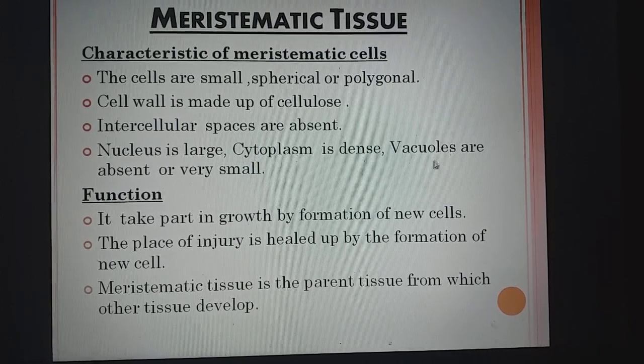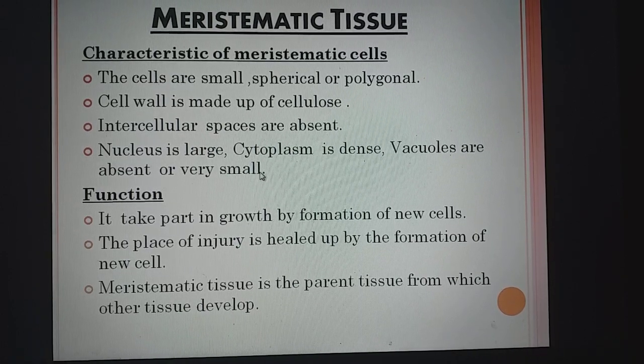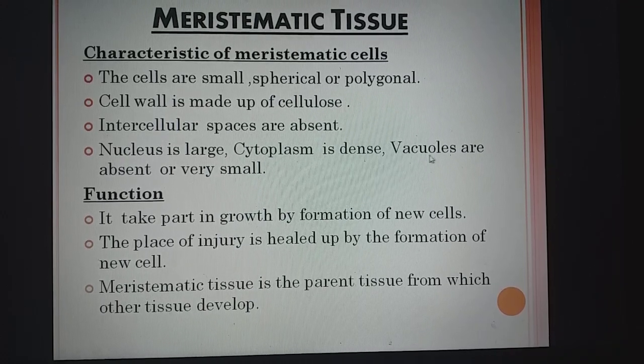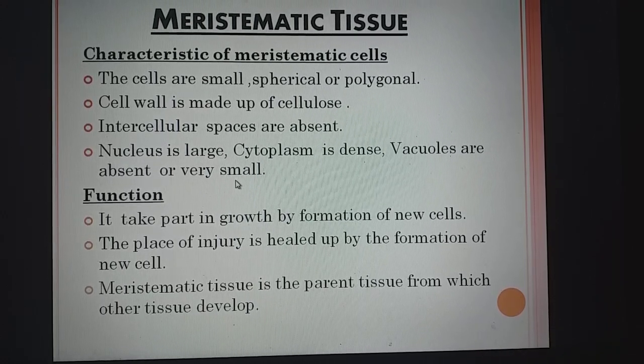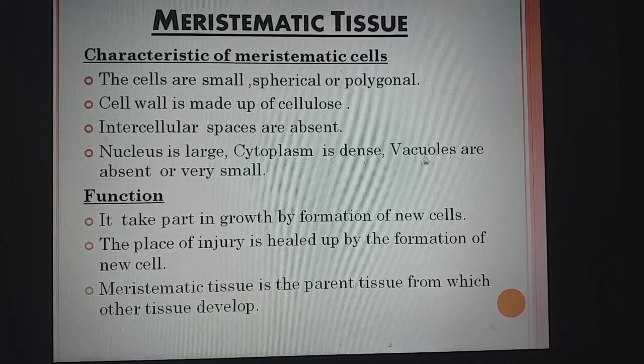Now you may think, why are vacuoles absent or very small in meristematic tissue? You have studied in chapter 1 the function of vacuoles. They help to store food. As these cells are very active and dividing at a very fast rate, vacuoles are either absent or very small.